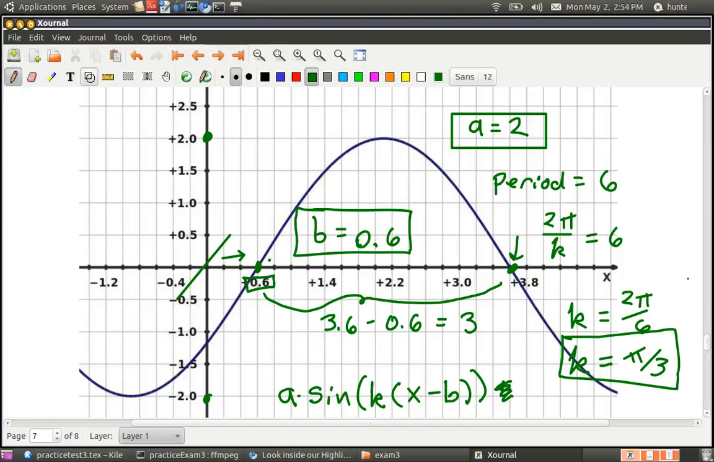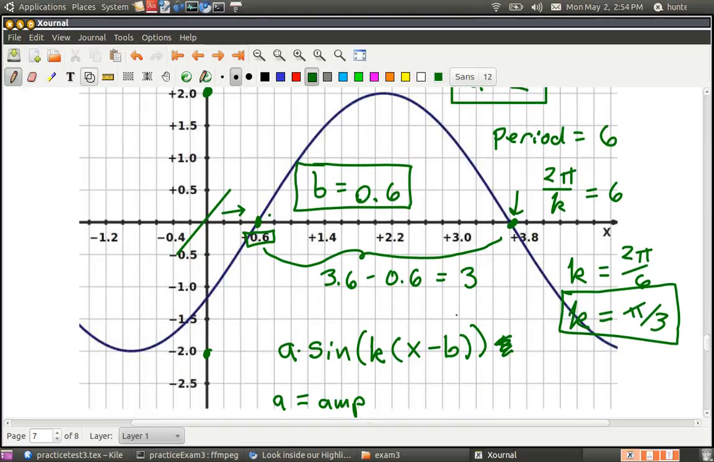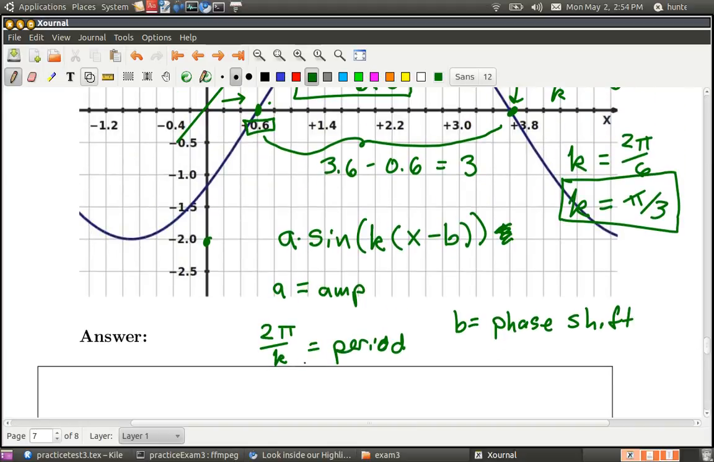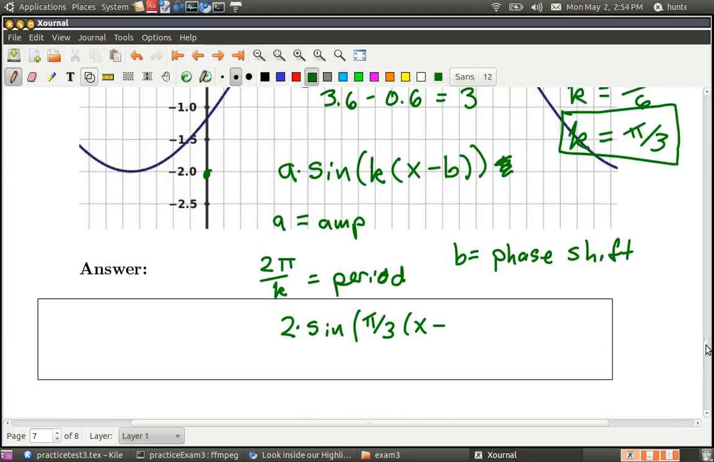So now I know these three things, these three letters that occur in the general form of the sine translation. And so I'm ready to write down the answer. So the answer is 2 for the amplitude times sine of, and then k goes here, k is pi over 3. Alright, and I have x, remember it's always minus b. And what did b turn out to be? B turned out to be 0.6, so 0.6. And that's it. That's the answer.